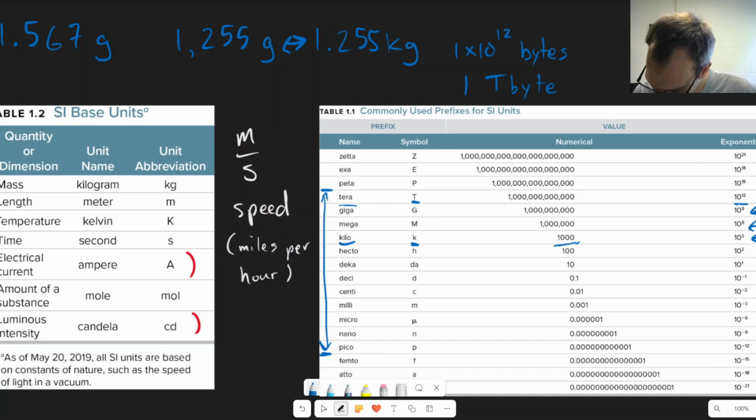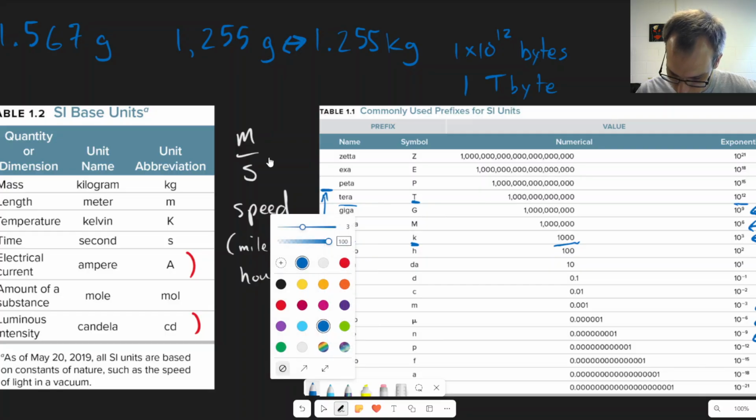If we have a 1,000th, that is a milligram. A 1,000,000th is a microgram. A 1,000,000,000th is a nanogram, and et cetera, et cetera. And for the powers of 1 and 2, we have some special ones here in the middle that are used less commonly but do show up.